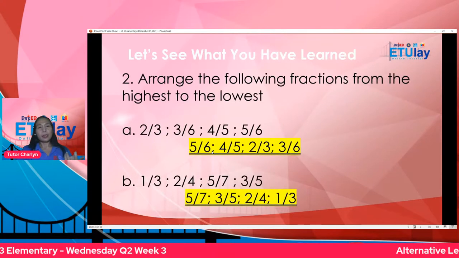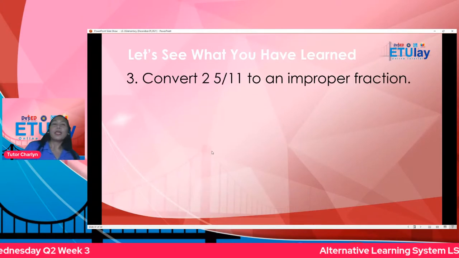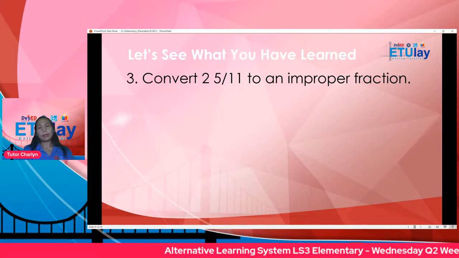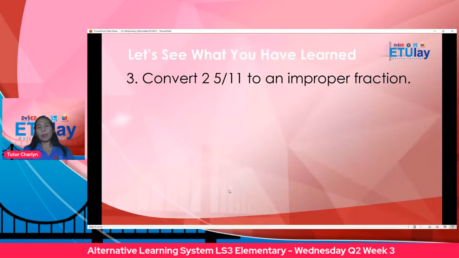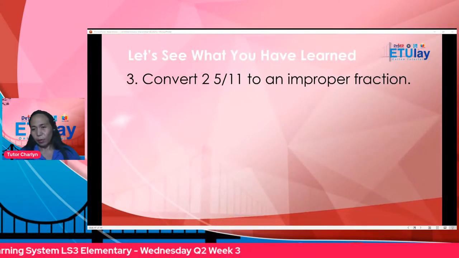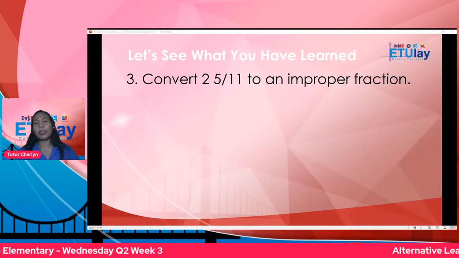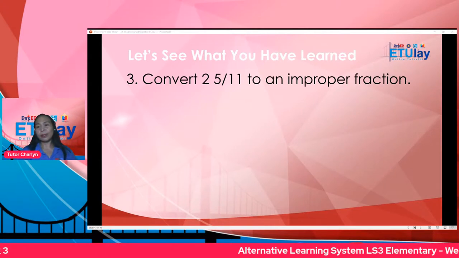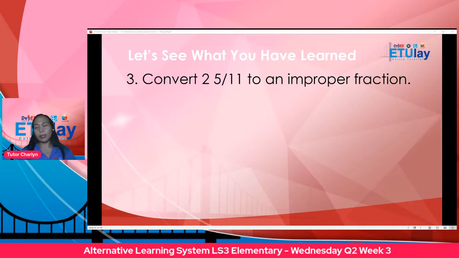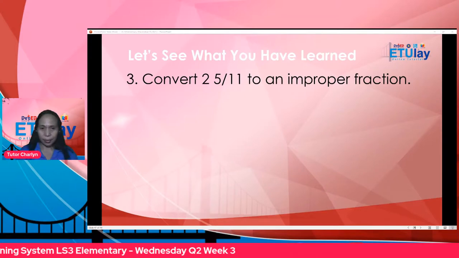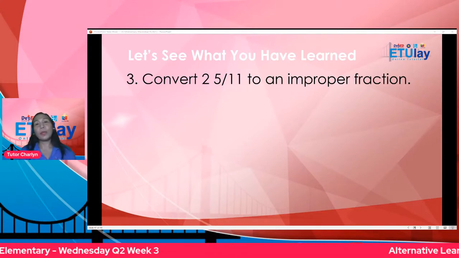Okay, parang nabaliktad. Dito na tayo sa number 3. Paano nga ulit siya ma-improper fraction? Nalilito sila kayo na sa arrangement. Okay, 5/6, 4/5, 3/6, 2/3. Okay. Dito na tayo sa convert. Of letter B, 4 over 7 ang sagot. Okay, arrange po yun. Dito, paano mag-convert ng 2 and 5/11 to an improper fraction?